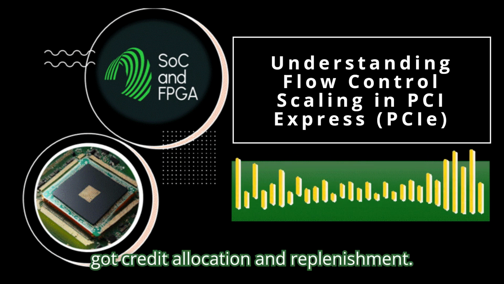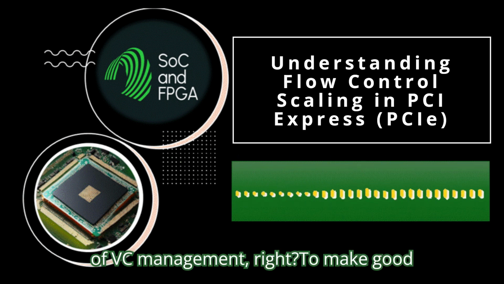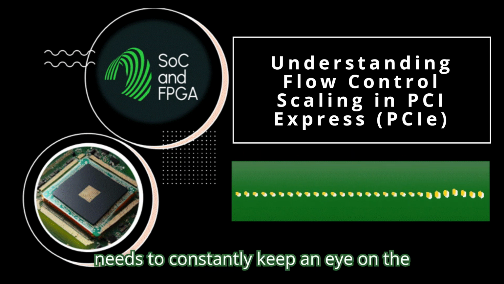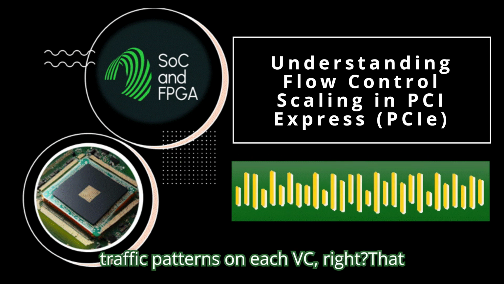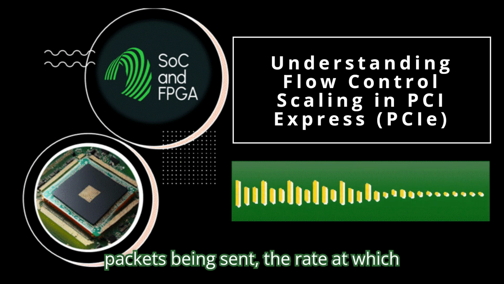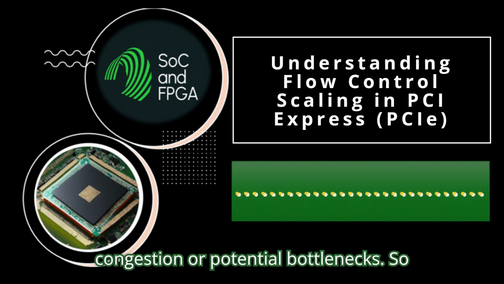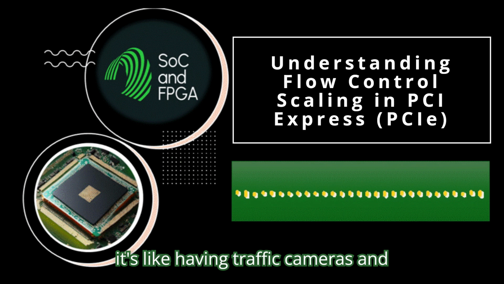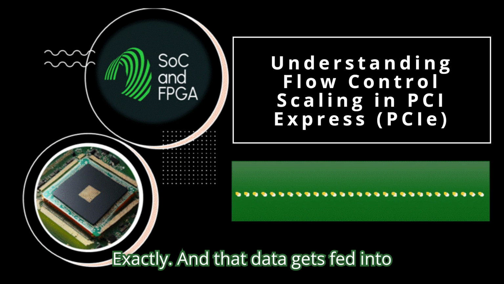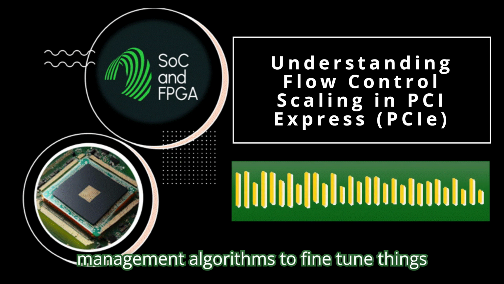Yeah, that makes sense. So we've got credit allocation and replenishment. What about traffic monitoring? You mentioned that before as a key function of VC management. Right. To make good decisions about credit allocation and other tweaks, the system needs to constantly keep an eye on the traffic patterns on each VC. That means tracking things like the number of packets being sent, the rate at which credits are being used, and any signs of congestion or potential bottlenecks. So it's like having traffic cameras and sensors all over that highway collecting data on how fast traffic is moving.